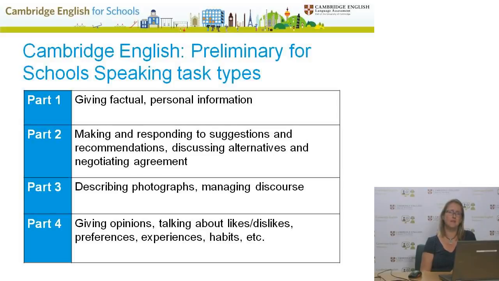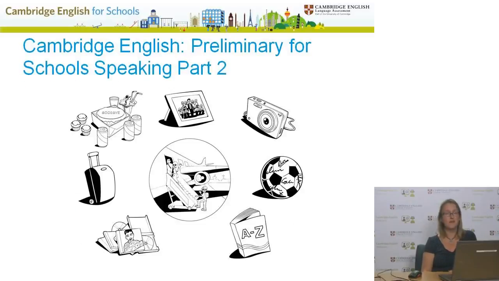Part 1 is similar to Key for Schools, but a little more stretching. Typical questions might be, do you study English at school? Do you like it? Tell us about your English teacher. What is your favourite subject at school? So very similar to KET, but just slightly more difficult. In part 2, the two candidates talk together, not with the interlocutor.